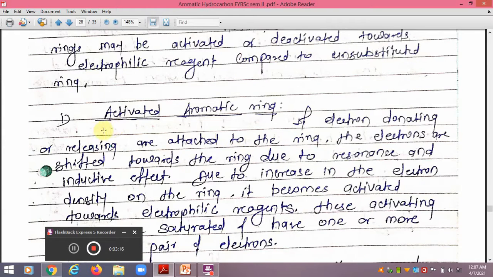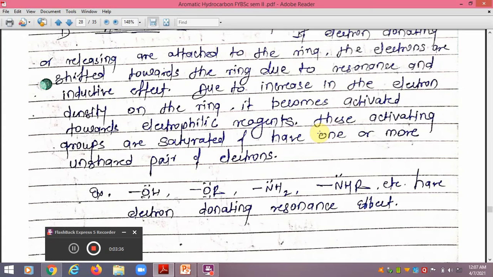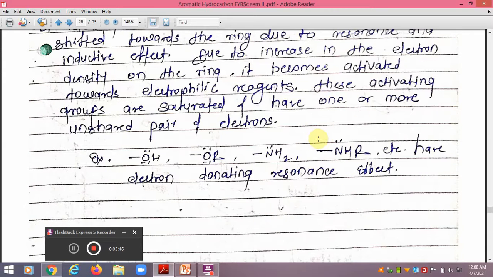So here, dear friends, we have two types of groups. The first are called activating groups, and the ring is called an activated aromatic ring or benzene ring. If electron donating or releasing groups are present on the benzene ring, directly attached to the ring, then the electrons are shifted towards the ring due to resonance or the inductive effect, and due to this there is an increase in electron density on the ring and it becomes activated towards the electrophilic substitution reaction. These activating groups are saturated and they generally have one or more unshared pairs of electrons. In this case the electrophilic substitution reaction will be very easy.